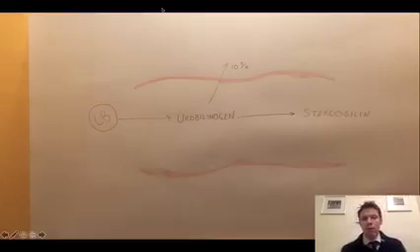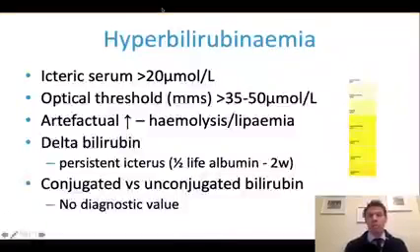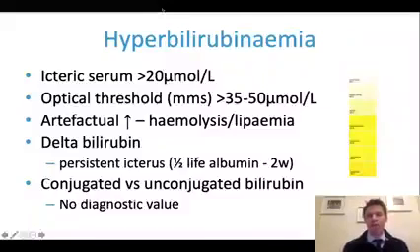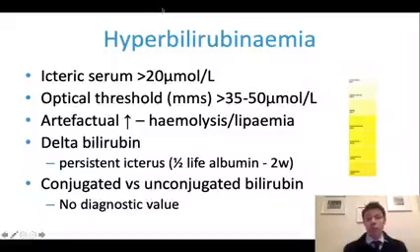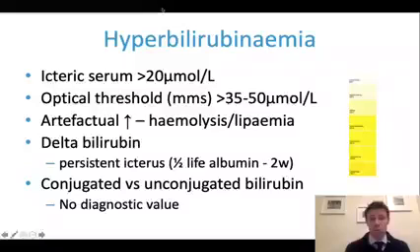And there are various parts of that pathway that can be impaired, leading to different forms of jaundice. And so we can see an excess of bilirubin in the blood. We'll see icteric serum, so you might be spinning down your blood sample and notice a yellow tinge to the serum, and you'll pick that up from about 20 micromoles per litre. The optical threshold for the mucous membranes is somewhere between 35 to 50 micromoles per litre, so that depends a bit on how good you are at appreciating that yellow discoloration.